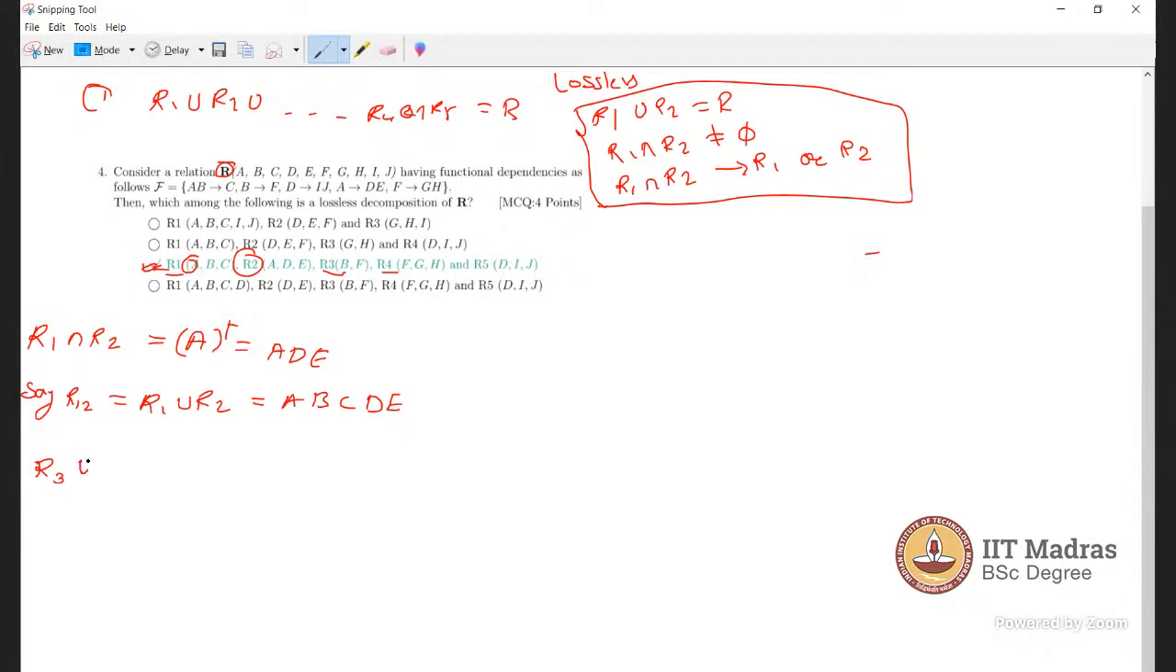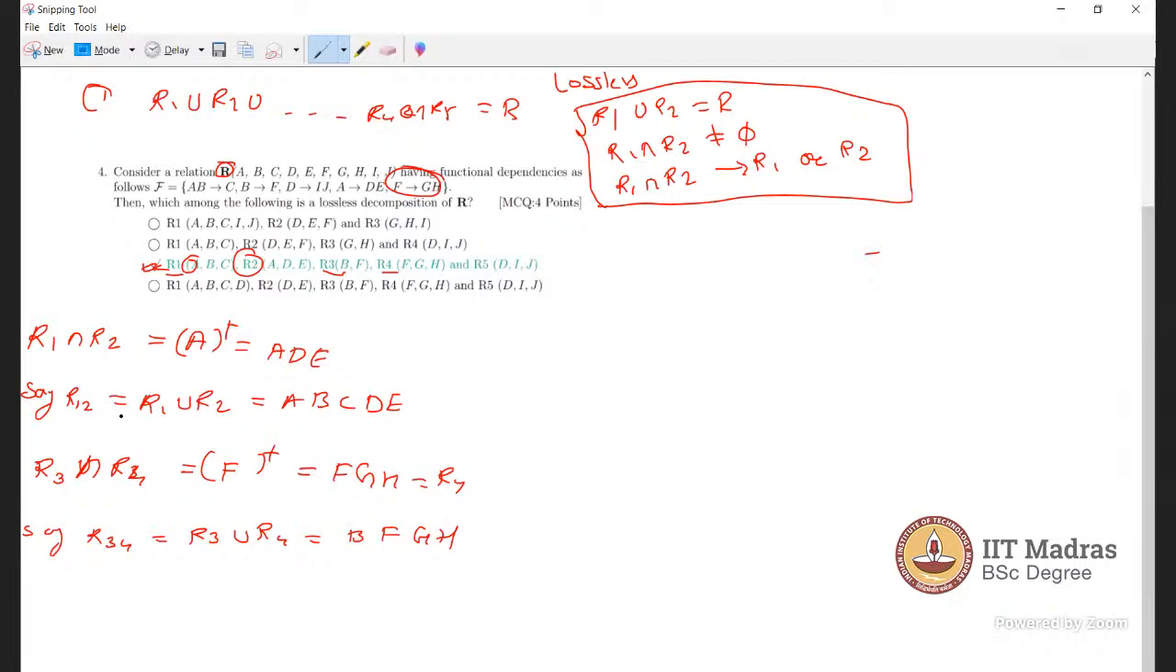Okay. So here I take the intersection of R3, R4. F is there, right? Now if I take the closure of F, am I getting R3 or R4? Yes, you get R4. F functionally determines FGH, which equals R4. Now say R34 equals R3 union R4, which is B, F, G, H. Now R5 is remaining.